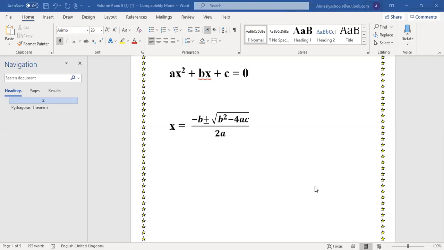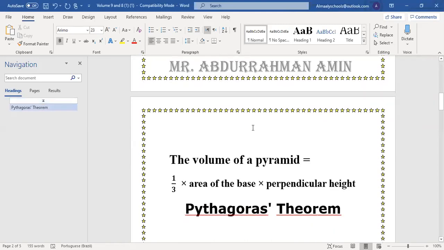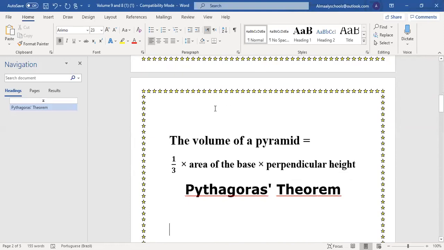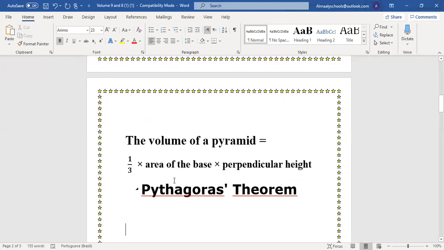Okay. So the last thing we studied yesterday was x equals negative b plus or minus the square root of b power 2 minus 4ac over 2a. Today, inshallah, we will start the volume of the pyramid. Volume of the pyramid equals one third multiplied by the area of the base multiplied by the perpendicular height. In your book, page number 299, exercise 27.17.